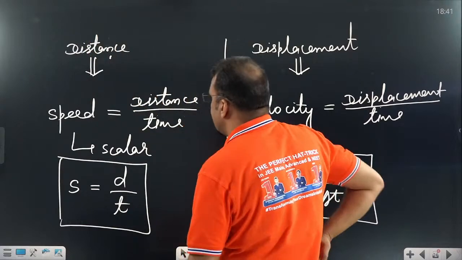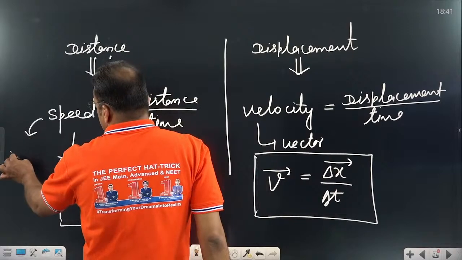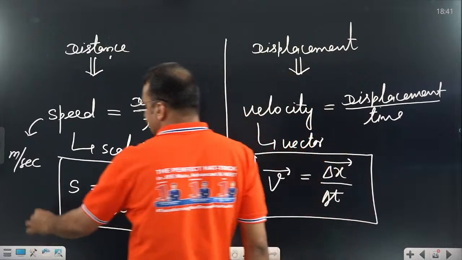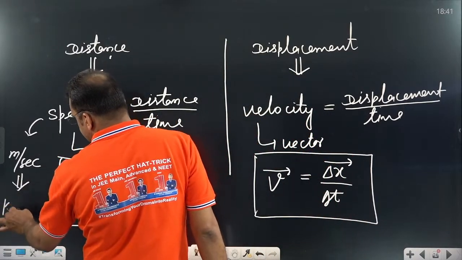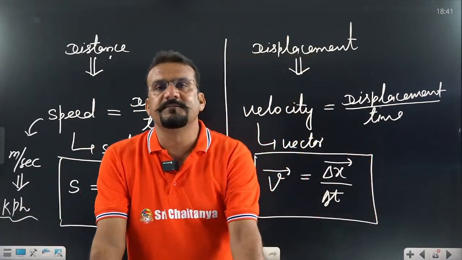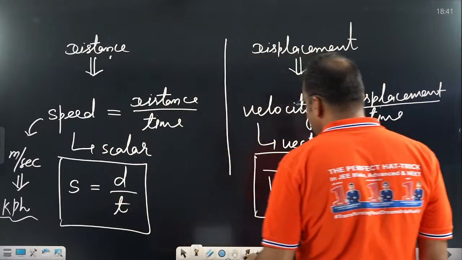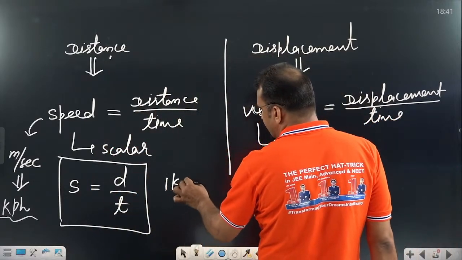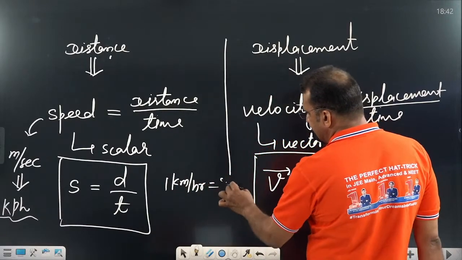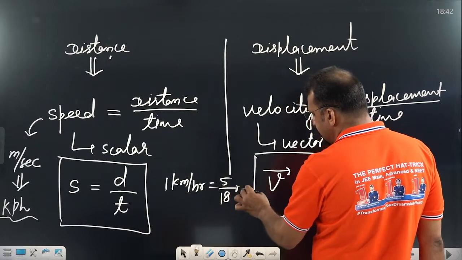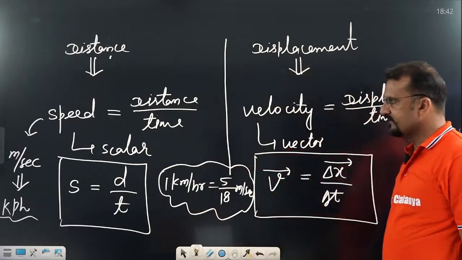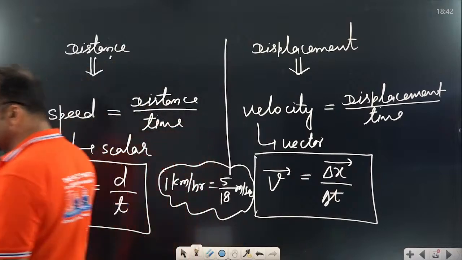And one more important point, the unit of speed is meter per second. What is the unit? Meter per second. But most of the time we use a larger unit, that is kilometer per hour, kph. And what is the relation between meter per second and kilometer per hour? Tell me fast. Yes, 1 kilometer per hour, kilometer means 1000 meter, is 5 by 18 meter per second. 5 by 18 meter per second. You remember this relation also. I think up to here everything is clear.